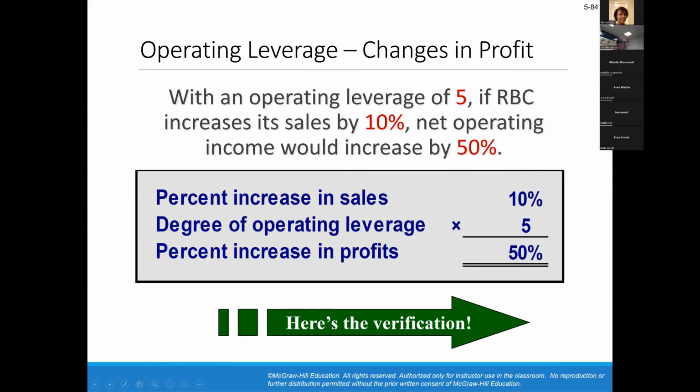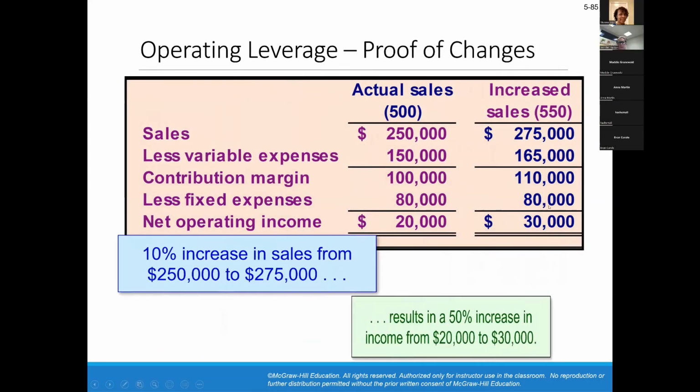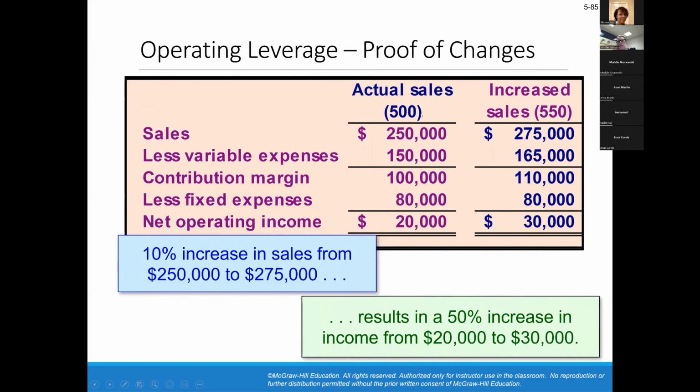And they're going to show you the calculations to show you that that's true. All right. So we're going to increase our sales by 10%. So we're just taking that 500 units, and then we multiply it by 10%, and we get the 550. So the easy way to do that is just do 500 times 1.10. So if they said 20%, it would be 1.20.